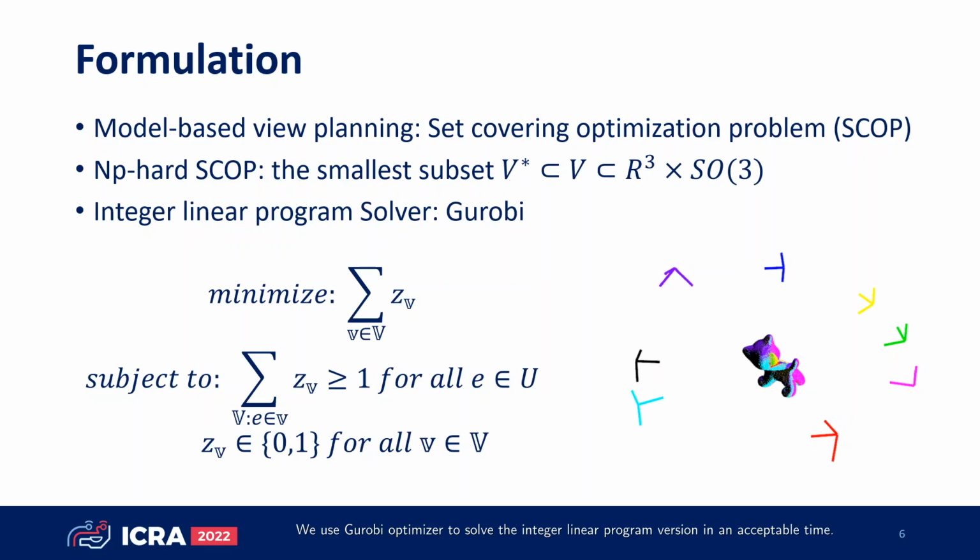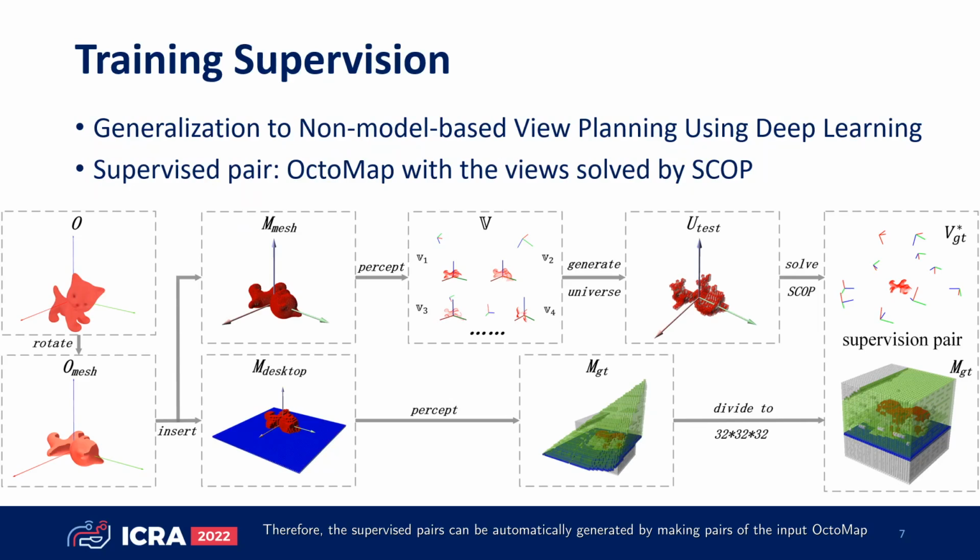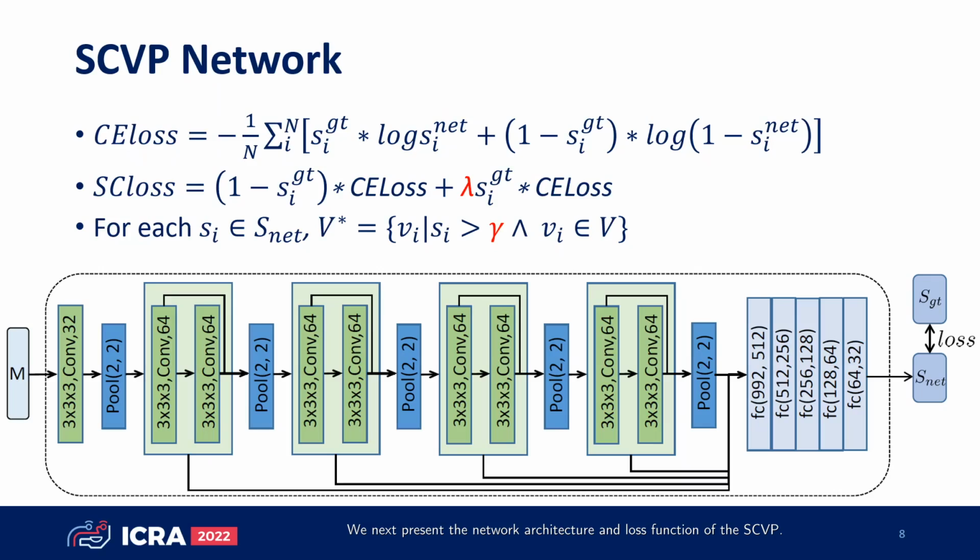We use the Gurobi optimizer to solve the integer linear program version in an acceptable time. Therefore, the supervised pairs can be automatically generated by making pairs of the input OctoMap and the views solved by SCOP. We proposed a deep learning-based approach to generalize the SCOP to those novel objects. We next present the network architecture and loss function of the SCVP.